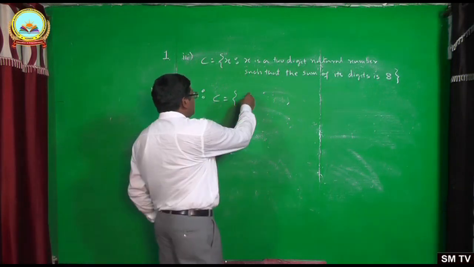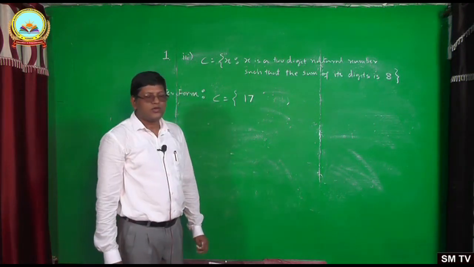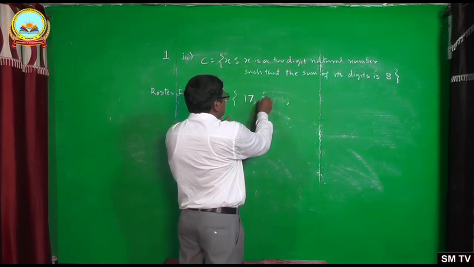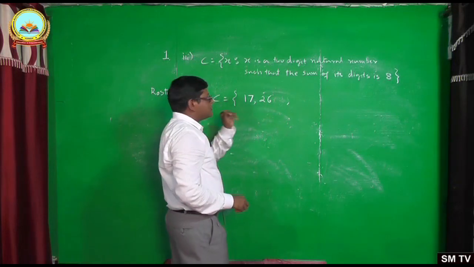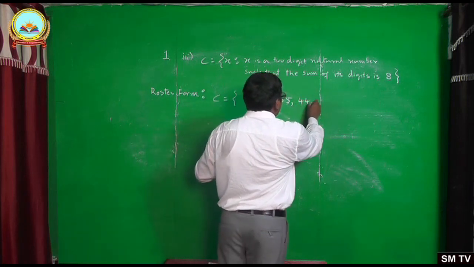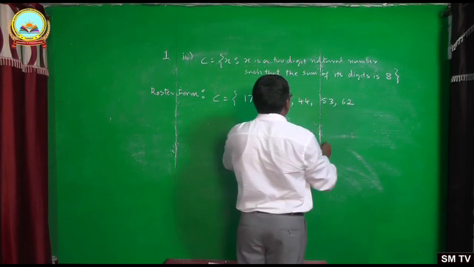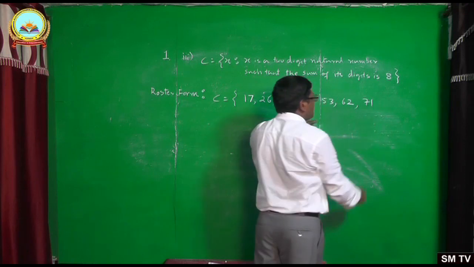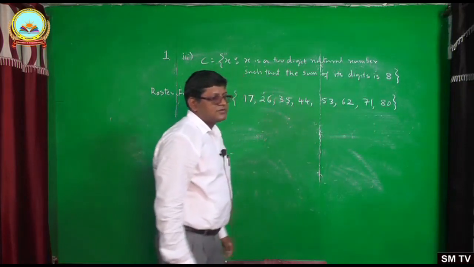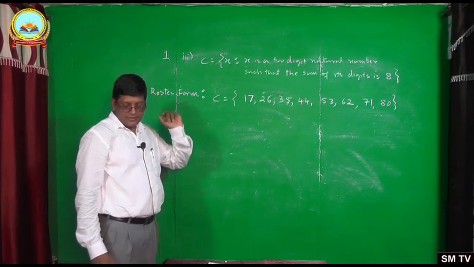So we shall start with 1. 1 plus 7 is 8, and 17 is a two-digit number. So 17 is a member of the set C. Next, 26, because 2 plus 6 is 8. 35, 44, 53, 62, 71, and finally 80. 8 plus 0 is 8. Okay, so this is the roster form of the set C.